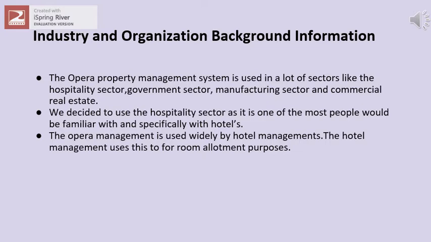The Opera property management system is used widely by hotel managements. The hotel management uses this for room allotment purposes. It helps the front desk of a hotel to reserve and book rooms for their customers on their request. It automates all the processes related to the allotment of a room to customers. For example, they provide information about the guests, online reservation, room bookings, and other similar activities.